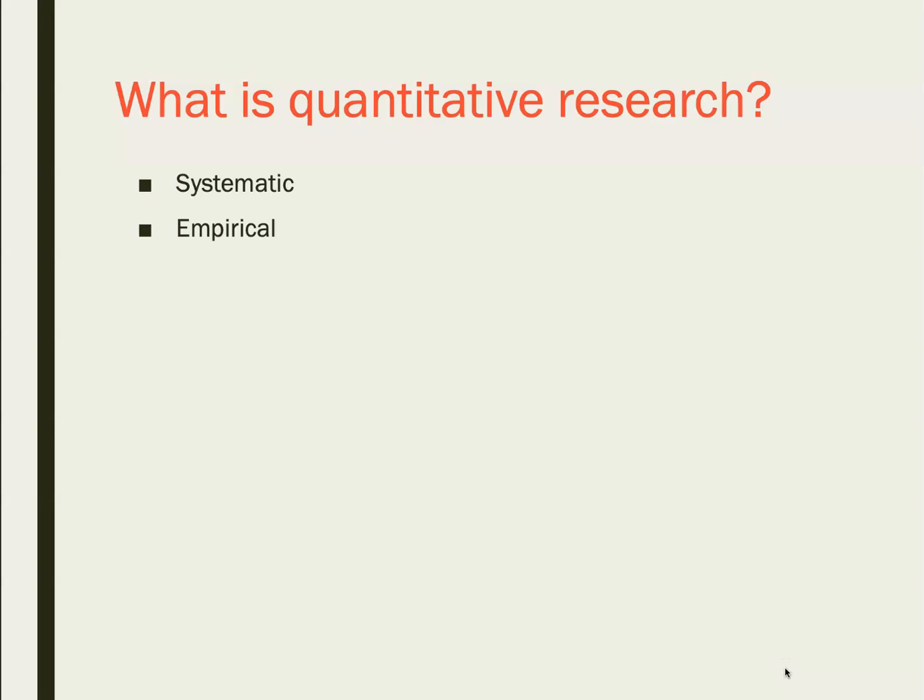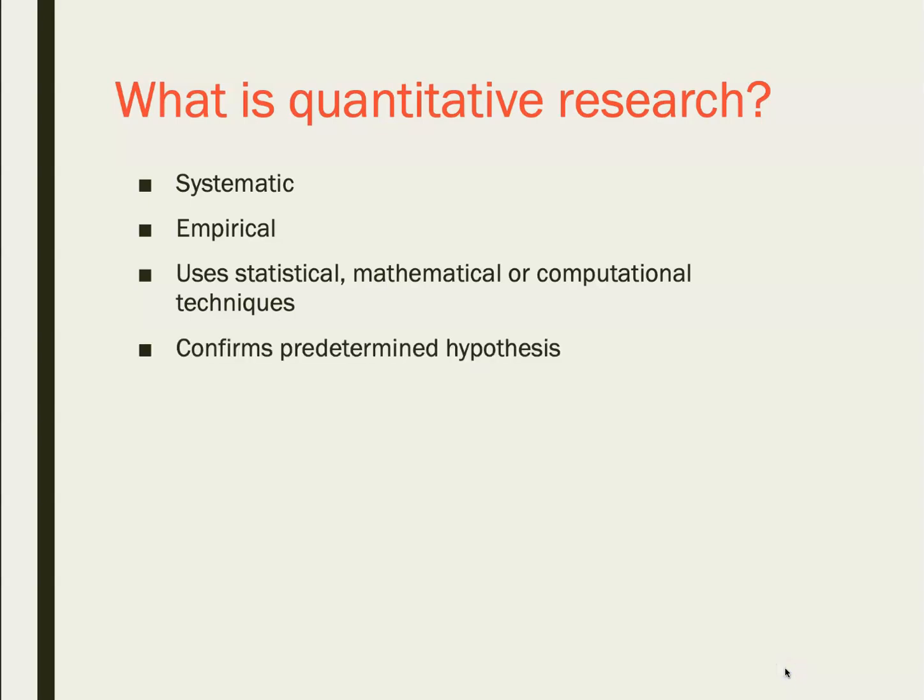Second, it's empirical. That is, it's based on observable phenomena. So we're talking about social phenomena only as they can be demonstrated by, or natural phenomena only as they can be demonstrated by, what can be seen and quantified. Because it depends on quantifiable data and its analysis, researchers use statistical, mathematical, or computational techniques or methods, which your readings will discuss. It also begins with a hypothesis that is either confirmed or disconfirmed in the research process.